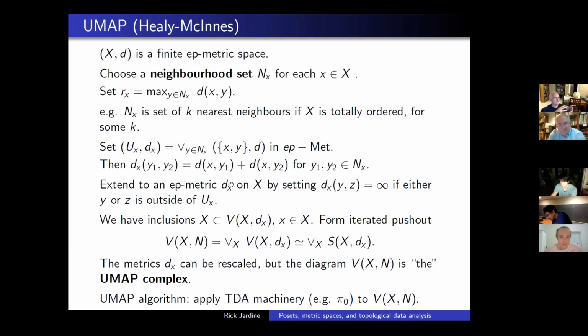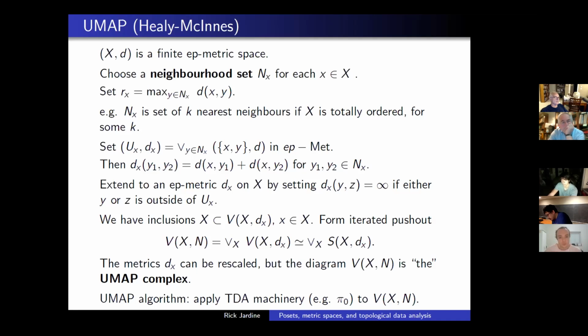Okay, so we have this EP metric space structure on U of x, which consists of x and all the elements in a set of neighbors. And you can extend it to an EP metric on all of X by just insisting that the distance between any two points, when they're not both in U of x, is infinite. Okay, you can do that. Perfectly good thing. Again, that's done just with formal nonsense. So that gives you a metric d sub x on all of X, which is defined by the neighbors of x.